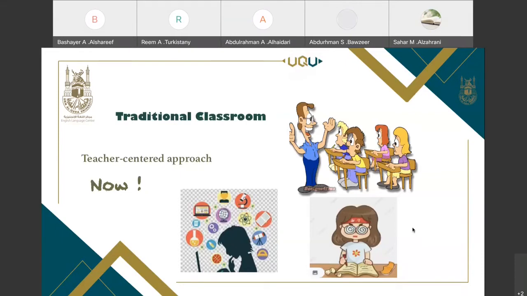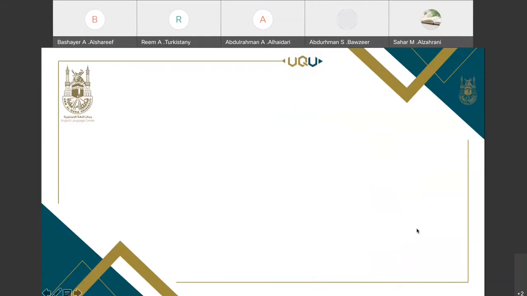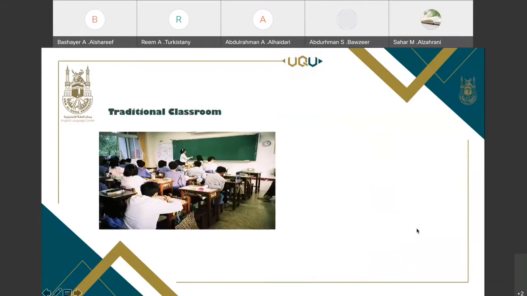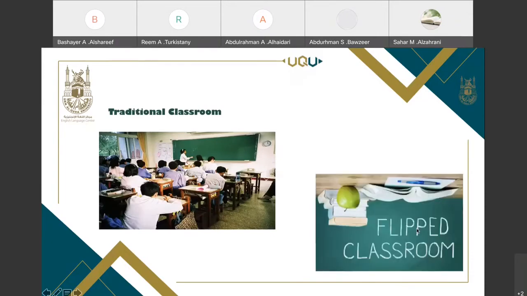Our students nowadays have a short attention span. They cannot focus for 30 or 40 minutes continuously following the teacher without getting bored. They have lots of other interests than students of the past. So we need to take all of this into consideration. That's why we need to vary our approaches. Now, this is the typical classroom. What we are going to talk about today is the flipped classroom.